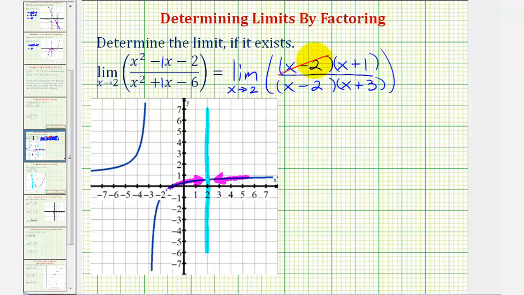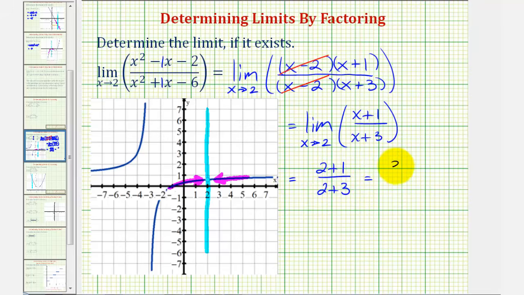But because we have the function in factored form now, we can actually simplify out the common factor here, which would give us the same graph without the hole, and therefore in the simplified form, we can perform direct substitution to determine this limit. This limit would be equal to the limit as x approaches 2 of the simplified function of the quantity x plus 1 divided by the quantity x plus 3. So if we perform direct substitution now, we would have just 2 plus 1 divided by 2 plus 3, or 3/5.